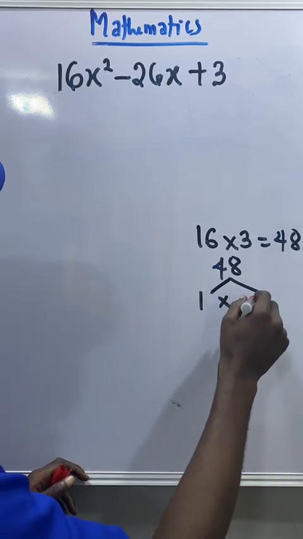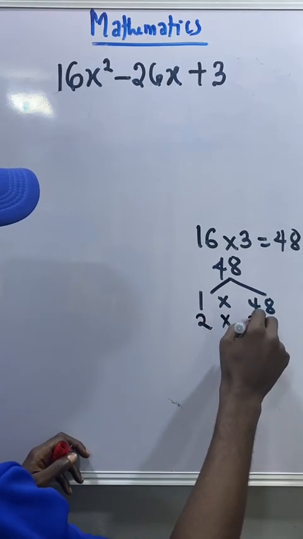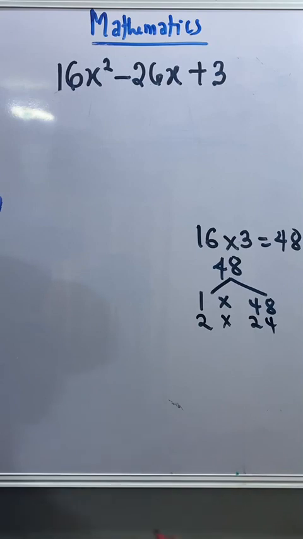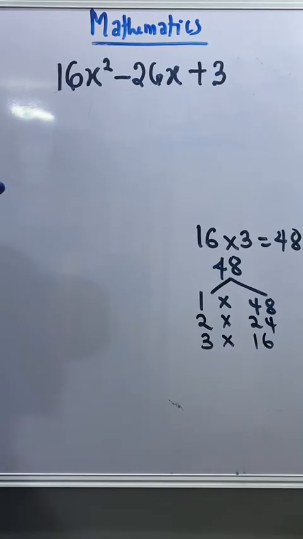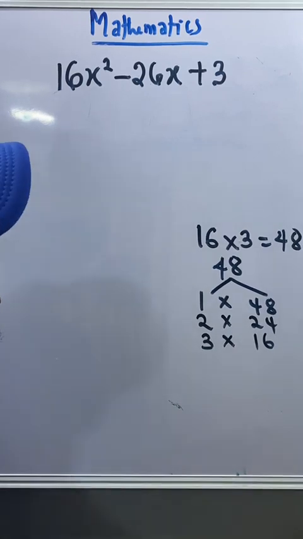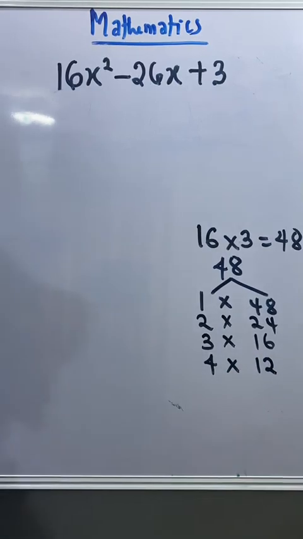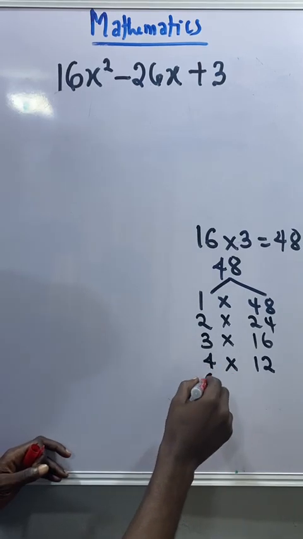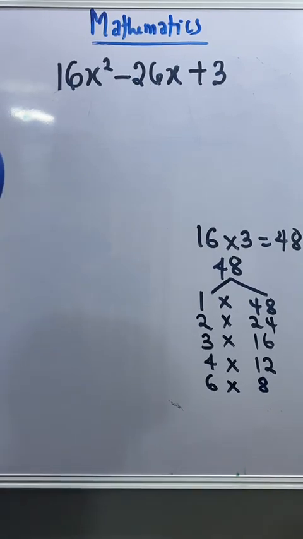Now 1 times 48 will produce 48. 2 times 24 will produce 48. 3 times 16 will also produce 48. 4 times 12 will also produce 48. Can 5 go? 5 cannot divide exactly. Can 6 divide 48? Yes, 6 times 8 will also produce 48.